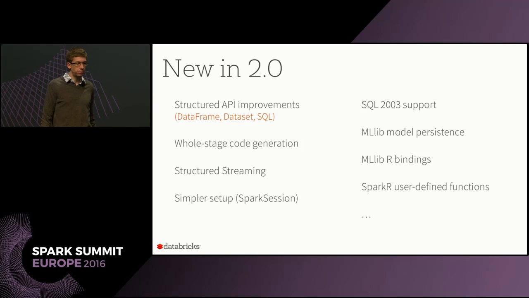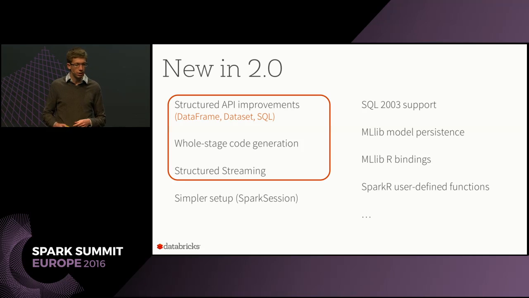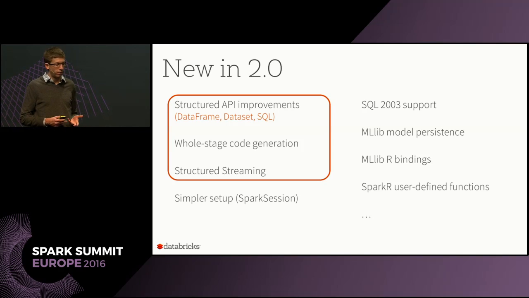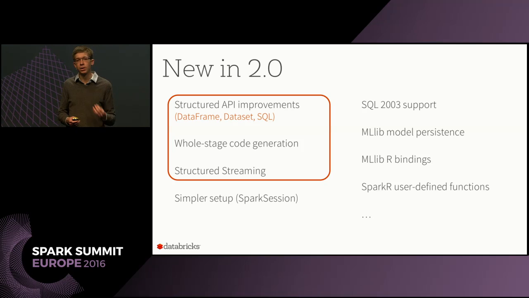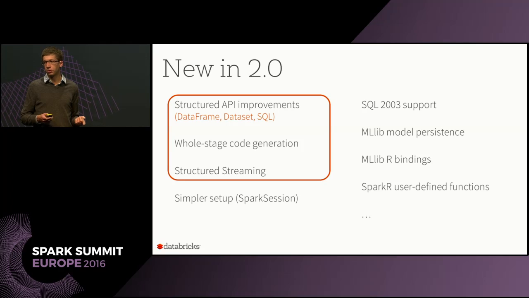Okay, so what's new in 2.0? There are quite a few new features across the board because, as I said, it's a pretty big release. And in this talk, I'm just going to focus on some of the highlights, which are the structured API improvements, really stabilizing the DataFrame, Dataset, and SQL APIs, whole stage code generation, which is one of these optimizations I talked about with productivity and performance, and finally, structured streaming, which is still an alpha component, but we think it's an exciting way to simplify building streaming applications.